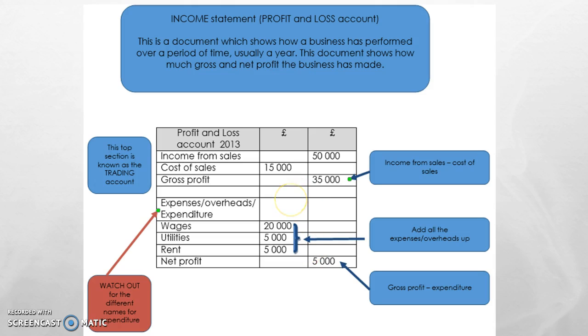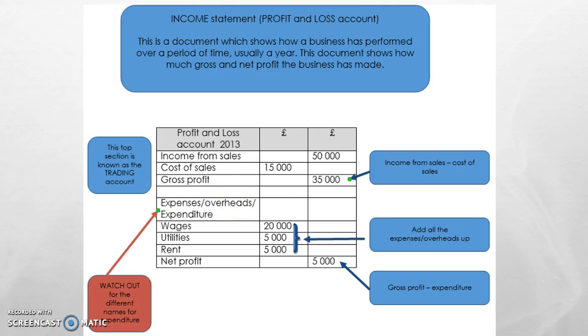So what you might then start to say is, well, hang on, the business to produce the products didn't cost that much. It was 15,000, and the profit that we were left with there was quite high. It was 35,000. But then the wages, the utilities and the rent actually took a huge proportion of that profit, and it meant we were only left with £5,000 worth of net profit.